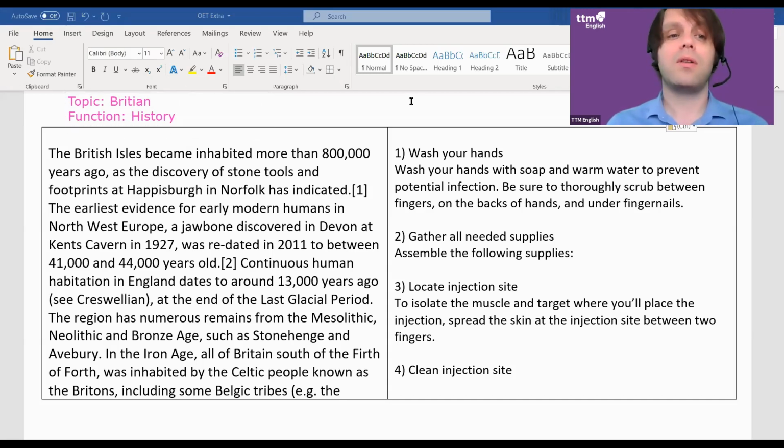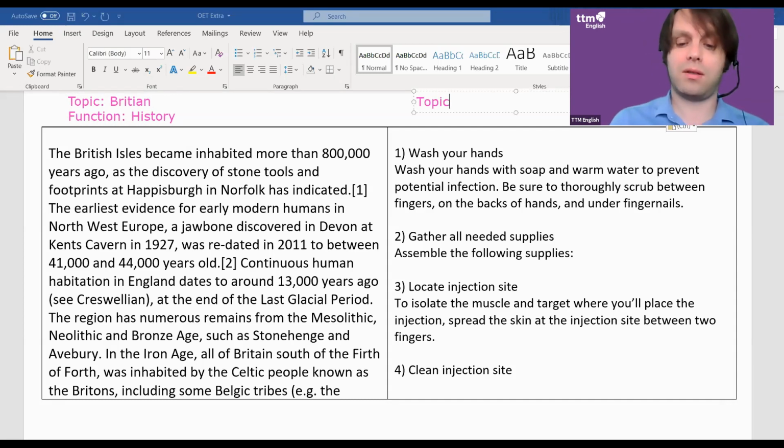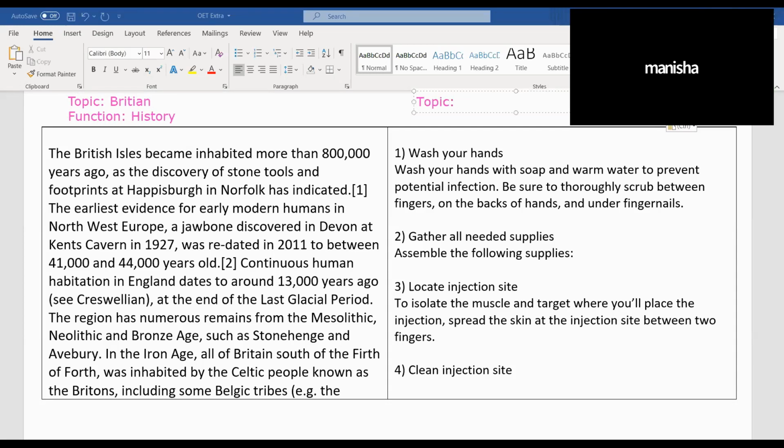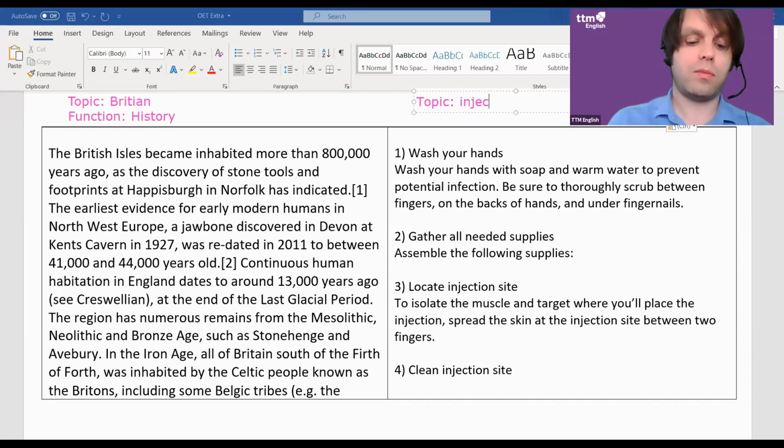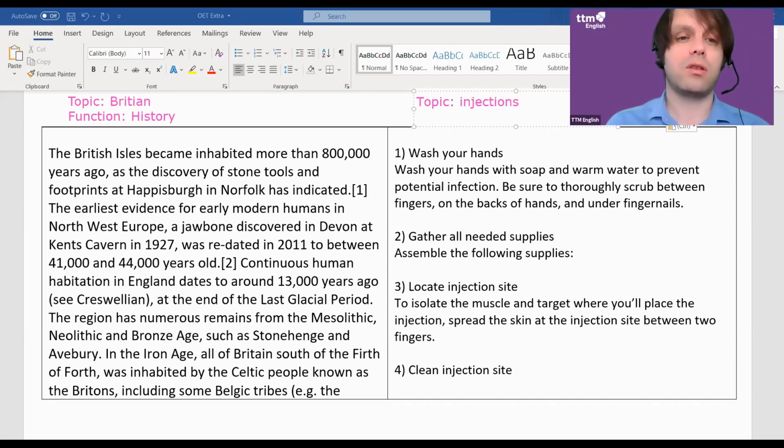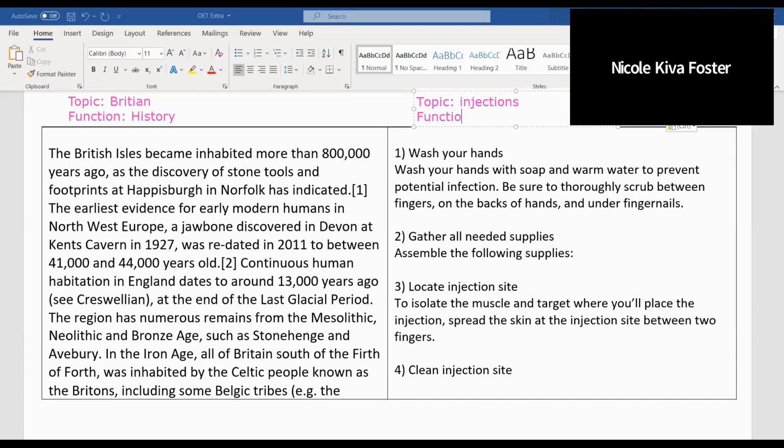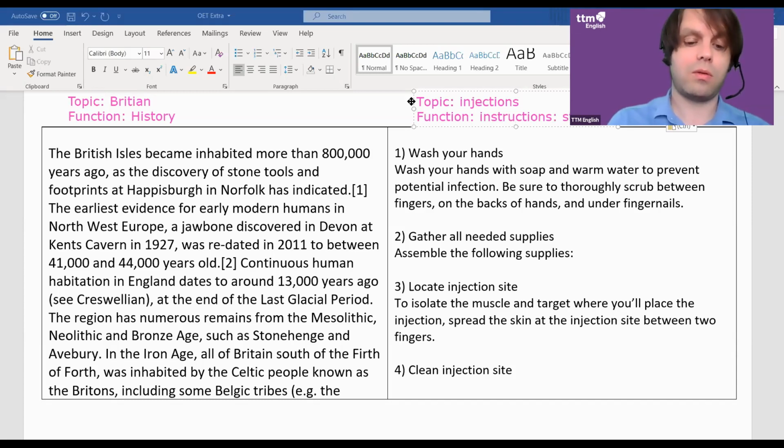Next bit, topic and function. Topic is? Injections. And the function? Instructions. Instructions and steps, I think. Instructions, and we said step-by-step instructions, okay?